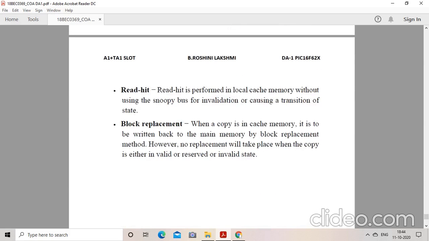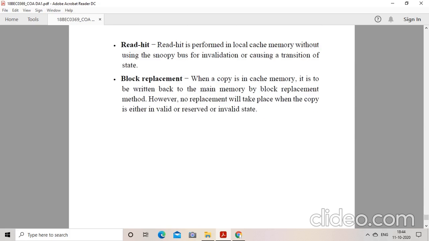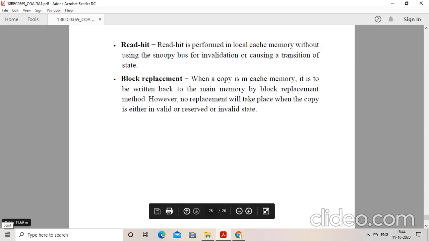Read hit is performed in local cache memory without using the Snoopy bus for invalidation or causing a transition of state. Block replacement: when a copy is in cache memory, it is to be written back to the main memory by the block replacement method. However, no replacement will take place when the copy is either invalid or reserved or in invalid state. That's it. Now I would like to show the data sheet of my particular IC.